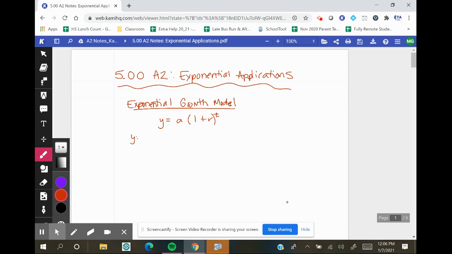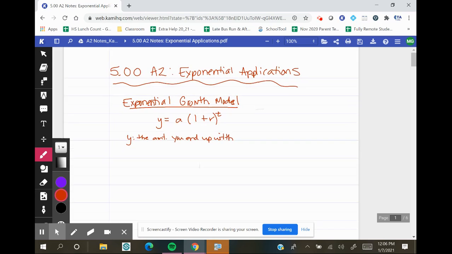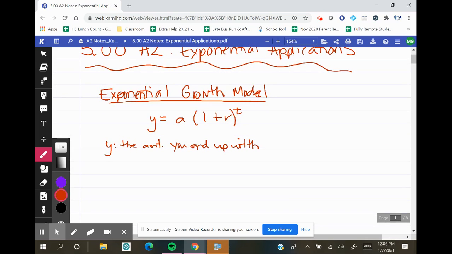So y is whatever amount you end up with, so the amount you have in the end. So if it's a savings account, it's how much money you have at the end. Then A is going to be your initial amount. So again, if it's a savings account, then it would be the amount that you invest.